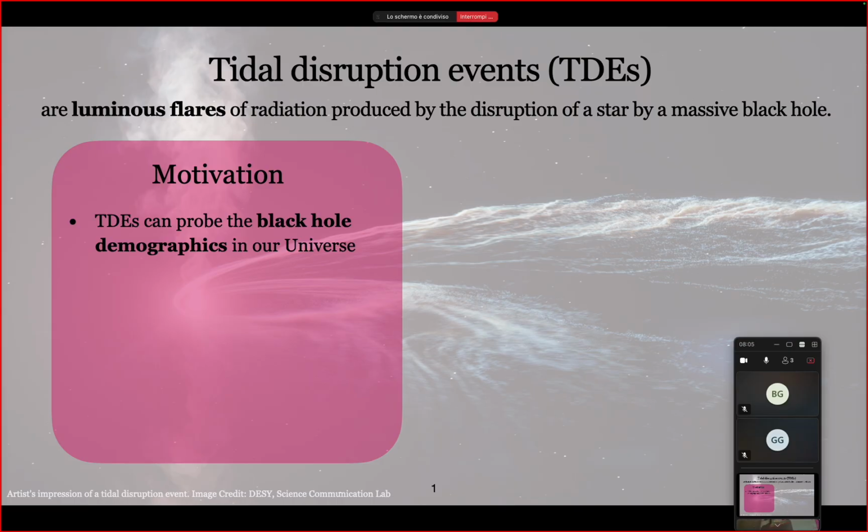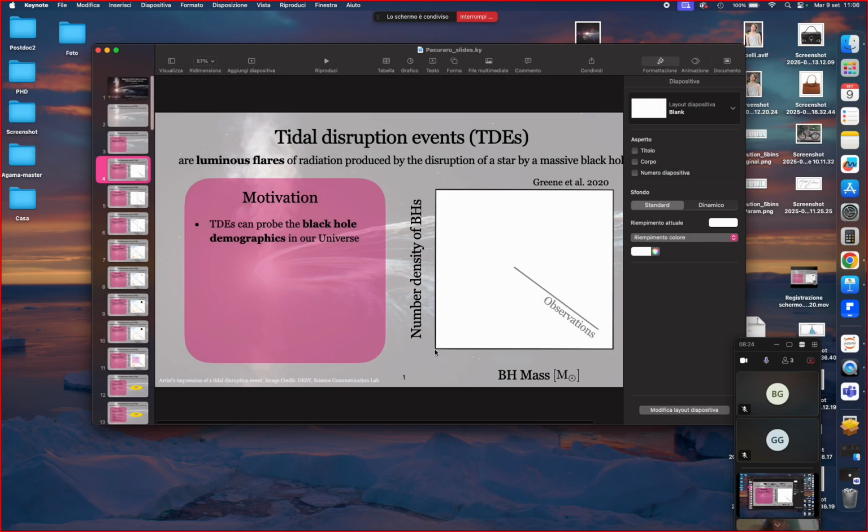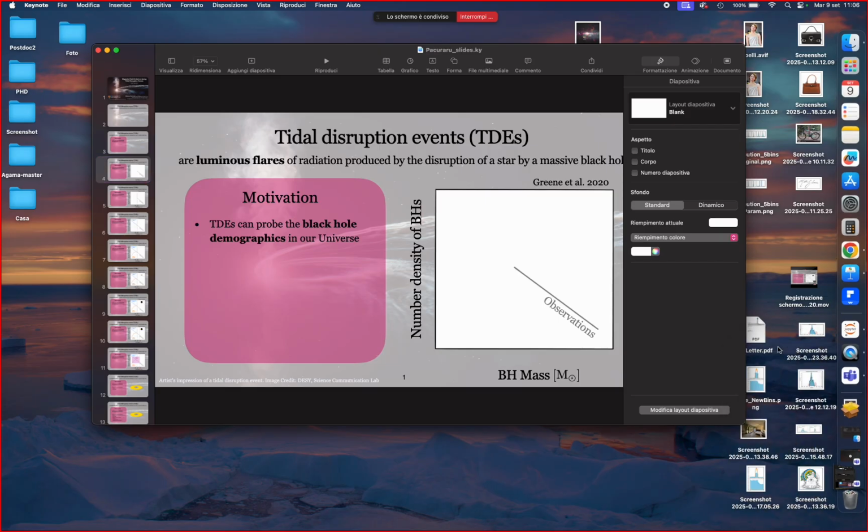We can use observations of TDEs to measure the masses of black holes, and therefore to learn also something about their origin. To explain this, I will show here on the right a sketch of the black hole mass function.